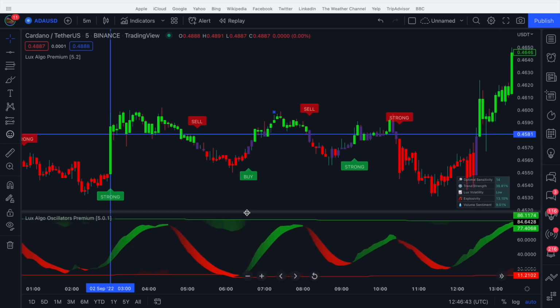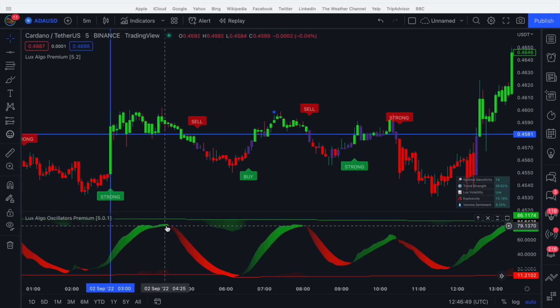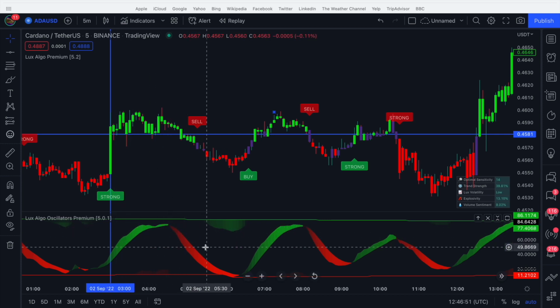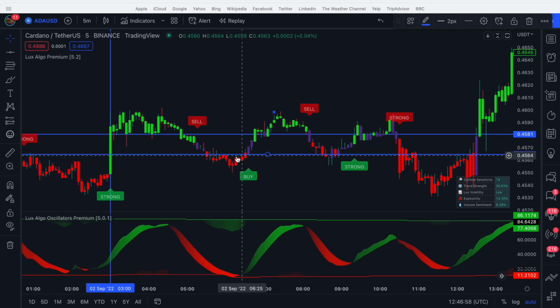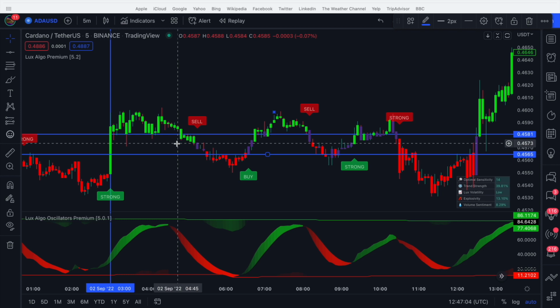We could load up an oscillator. Here I've loaded up the ultimate stochastic. We get our signal. We could wait for the stochastic to cross over. Wait for the retracement and then enter our position. So now we're entering maybe at this price instead of this price. So we've got a far better entry, and now we will maximize our gains doing this.